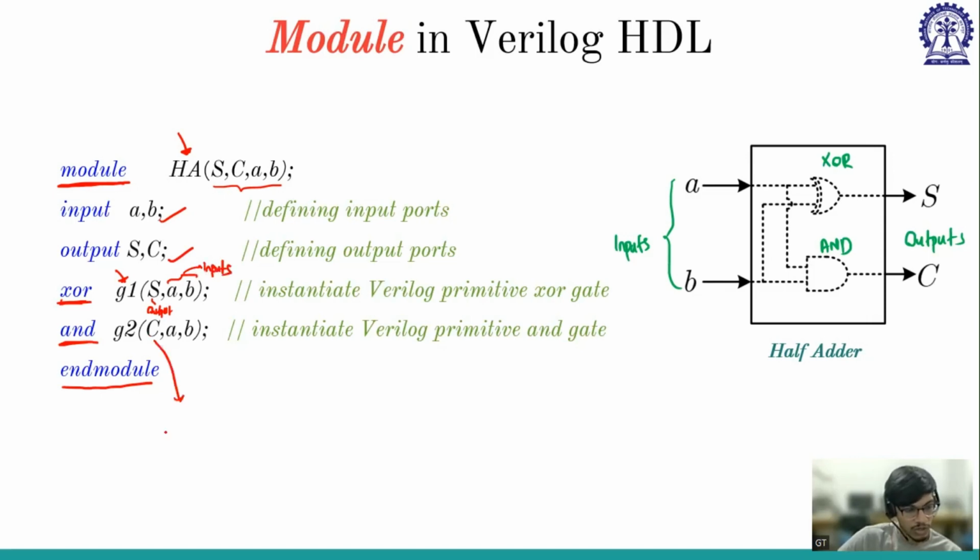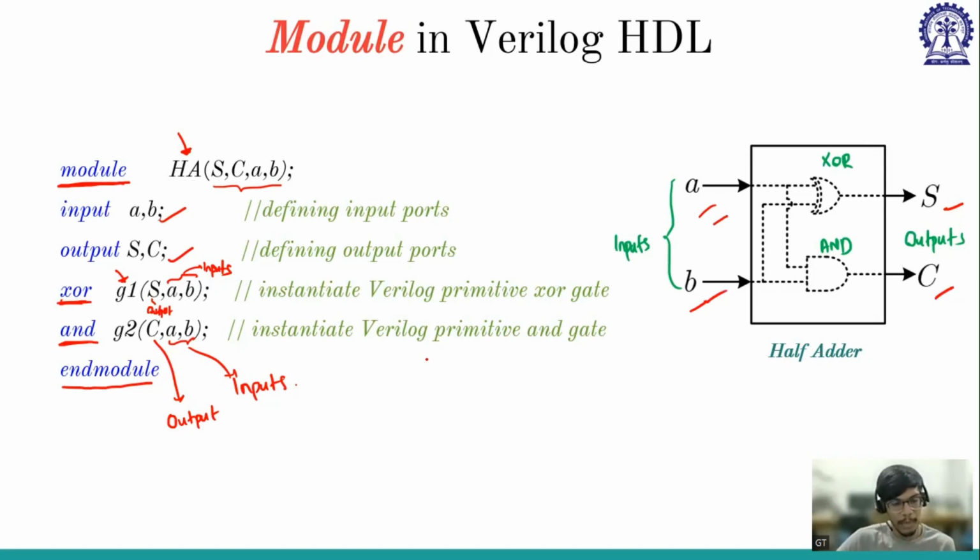Like when it comes to the gate, the first one is the output and the other two are inputs. So now the code will realize that there is an XOR gate whose output is S and whose inputs are A, B. And there is another AND gate whose output is C and whose inputs are A, B. So that's how I define a half adder.